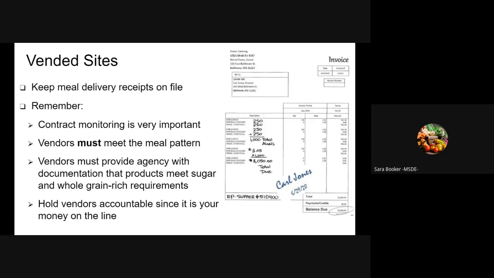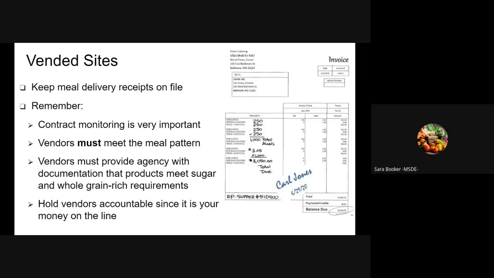Please remember, contract monitoring is very important in this program. Even though you have contracted with a vendor, it is still your responsibility as our agency to make sure that the meal pattern is followed. So you must hold your vendor accountable to making sure that what they deliver meets the meal pattern specifications and follows the food crediting rules for CACFP.